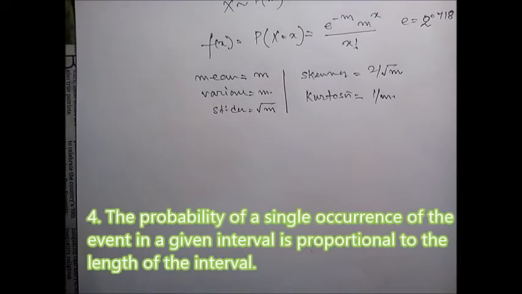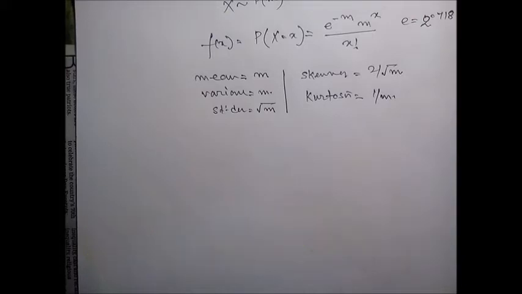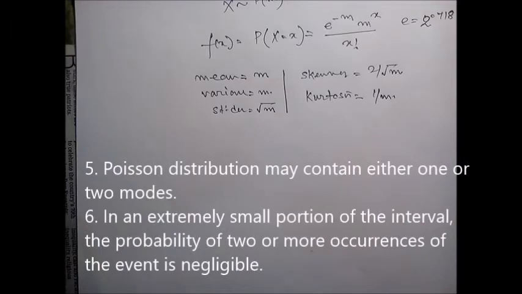Now the probability of a single occurrence of the event in a given interval is proportional to the length of the interval. The Poisson distribution may contain either one or two modes. In an exactly small portion of the interval, the probability of two or more occurrences of the event is negligible.